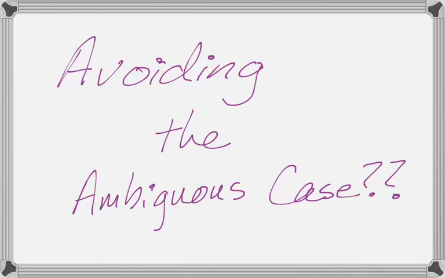Okay, in this video we're going to talk about how you can use some clever coordinate trigonometry, that's trig in the coordinate plane, to actually avoid using the ambiguous case of the law of sines at all. To begin with, we have to know what the ambiguous case is.